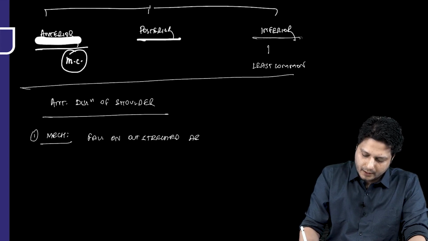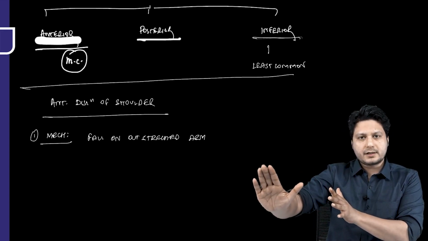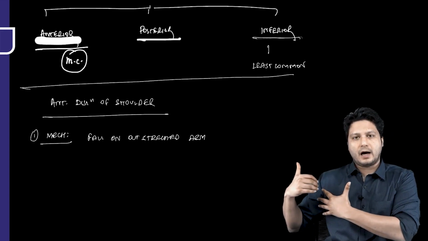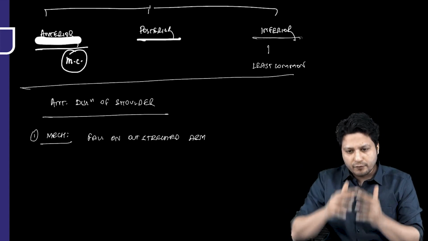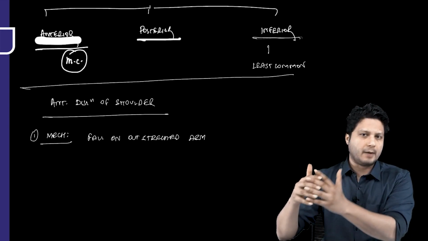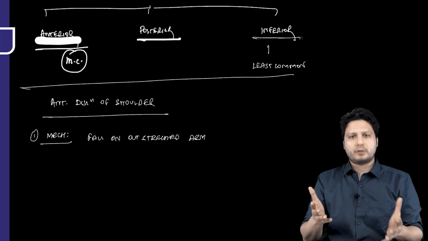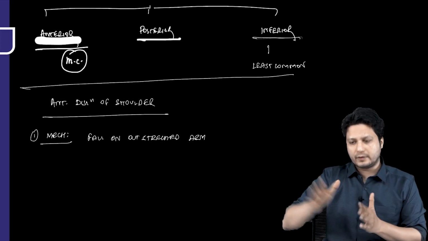Now, point number two: if the patient is falling on an outstretched arm, in what position is the arm held? Normally or practically, if a patient is made to fall, he will fall on an outstretched arm only. It is almost impossible, unless the patient is unconscious, that he will not fall with an outstretched arm.